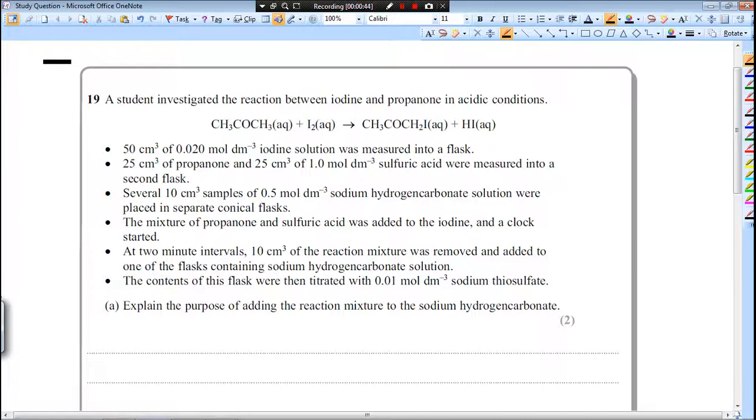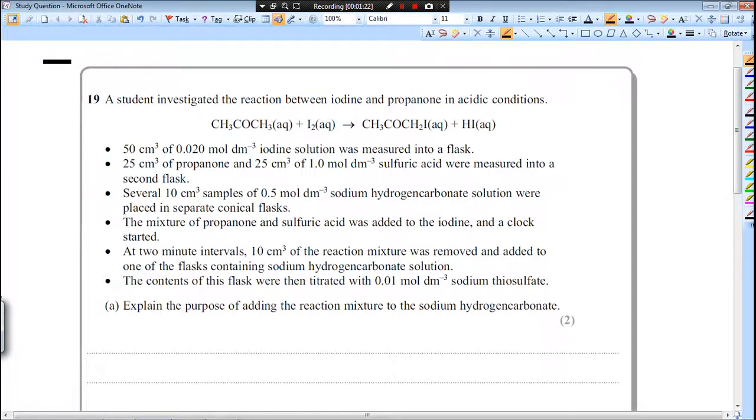Let us look at the details that are given here. 50 cm cube of 0.02 mole per dm cube of iodine solution was measured into a flask. 25 cm cube of propanone and 25 cm cube of 1 mole per dm cube sulfuric acid were measured into a second flask. So we have taken iodine solution in one flask, and we have taken a propanone and sulfuric acid mixture in another flask, that is the second flask. Initially they were separated.